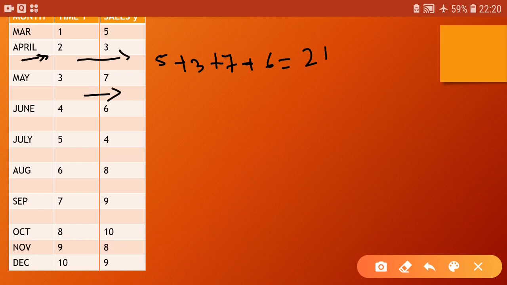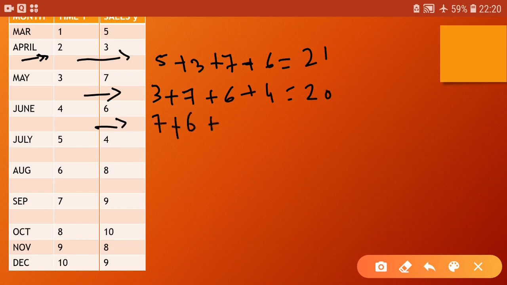What you will write between May, June? 2 up, 3, 7, 2 down, 6, 4. See, it is simple, huh? 2 up and 2 down, nothing else. Don't get confused. Here also 2 up, 2 down.